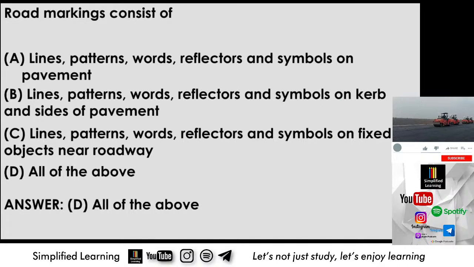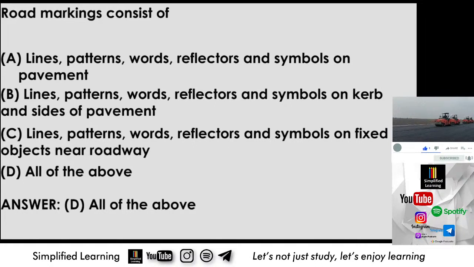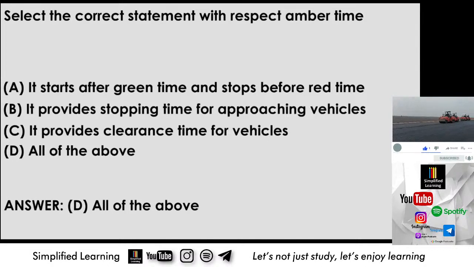Road marking consists of lines, patterns, words, reflectors and symbols on pavement. Then lines, patterns, words, reflectors and symbols on curb and side of the pavement as well as on fixed objects near the roadway are object markings. Select the correct statement with respect to amber time. It starts after green time and it stops before red time. It provides stopping time for approaching vehicles, and it provides clearance time for vehicles.